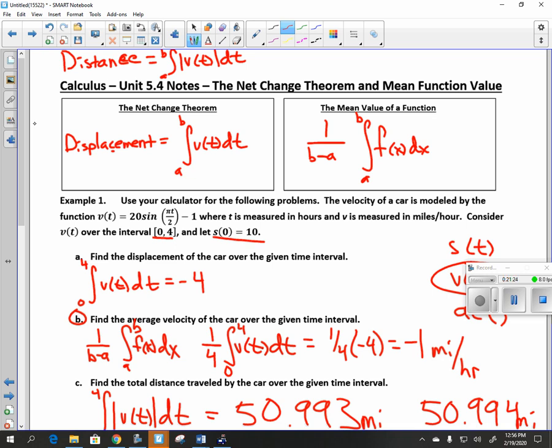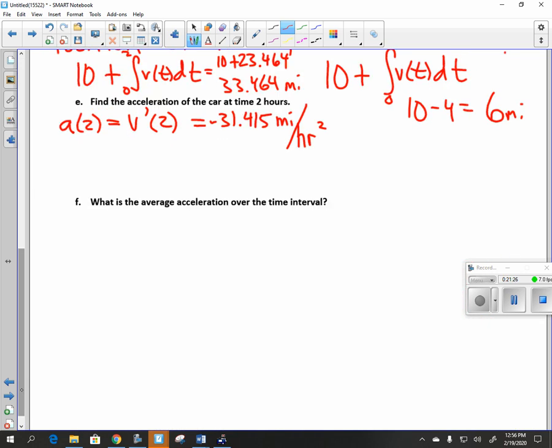Well, what else allows us to find average rates of change? Average rate of change. That's all we're looking at, because how does acceleration compare to velocity? It's the derivative. It's a rate of change. So if we want to find an instantaneous rate of change, we use the derivative. What if we want to find an average rate of change?